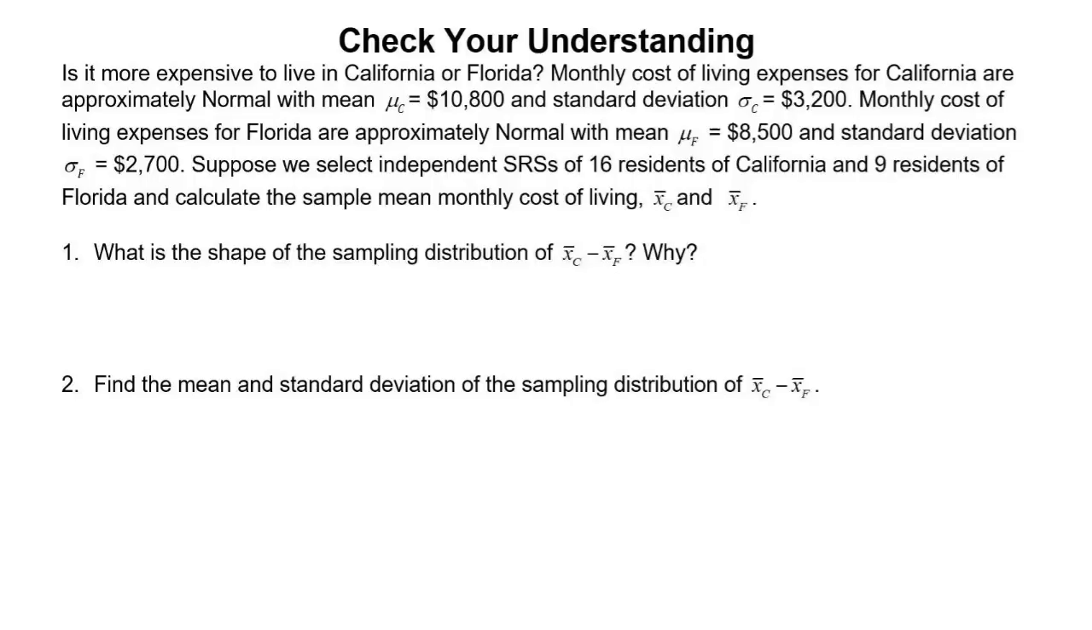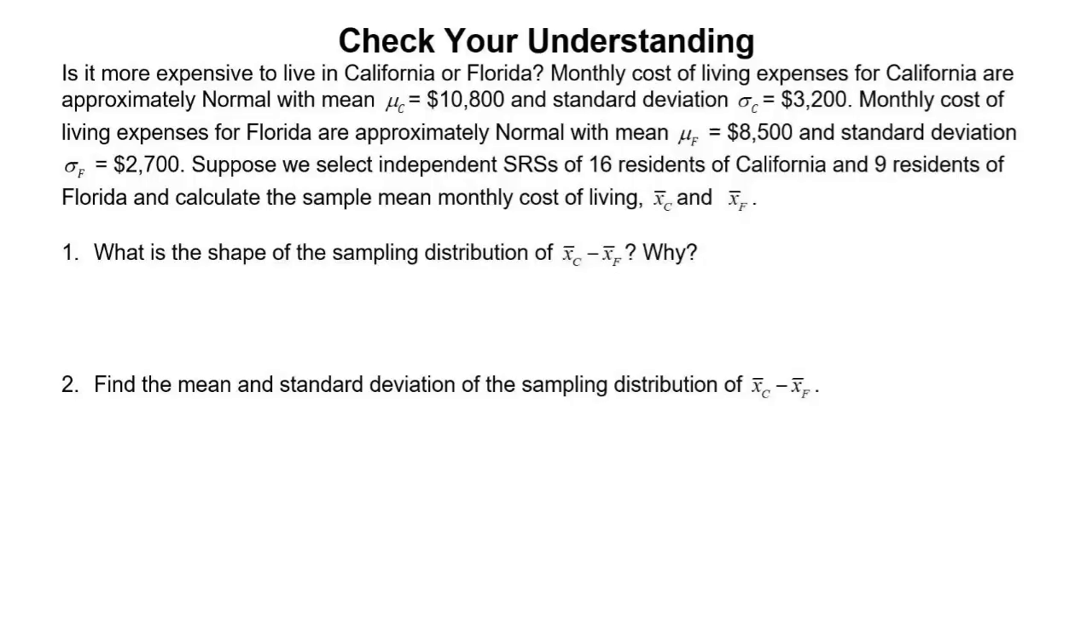Suppose we select an independent random sample of 16 residents of California and 9 residents of Florida and calculate the sample mean monthly living cost, X bar C and X bar F. What will the shape of the sampling distribution be?